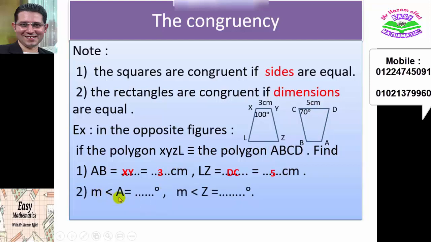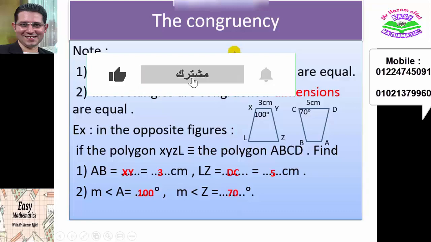Number 2. He asked me to find the measure of angle A. Okay, by using this rule, measure of angle A will be equal with measure of angle X. And what about the measure of angle X from the shape? It will be 100. So measure of angle A also equals 100 degrees. Measure of angle Z, from here it will be easy. Measure of angle Z equals measure of angle C. And what about the measure of angle C here? It will be 70 degrees. So measure of angle Z will also be 70 degrees. Thanks for your listening. Goodbye in the next session.